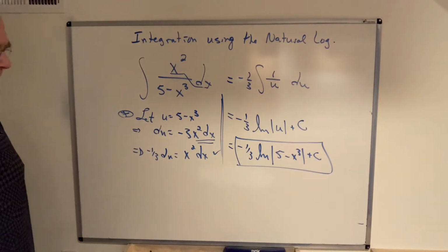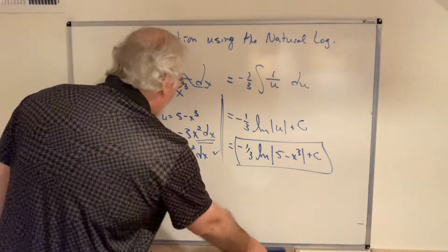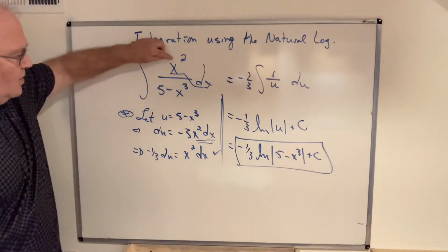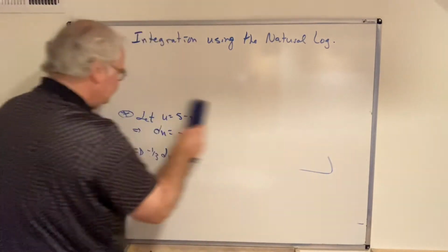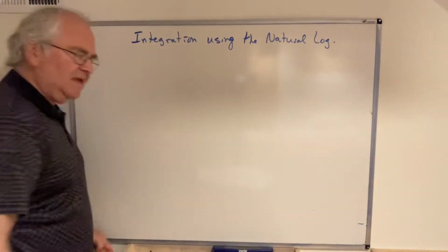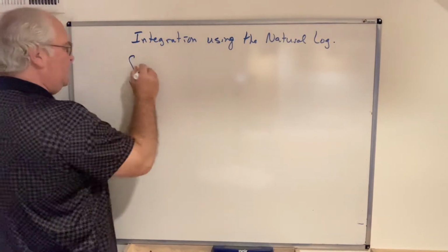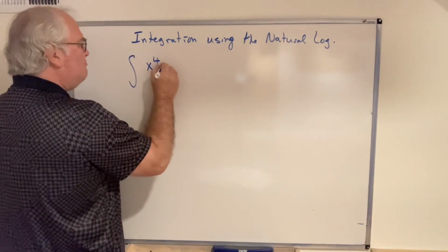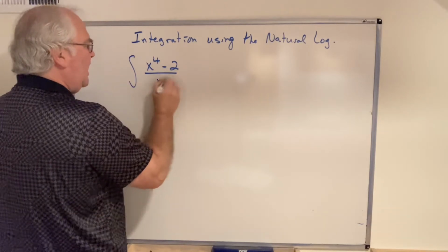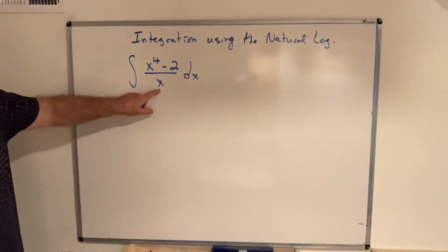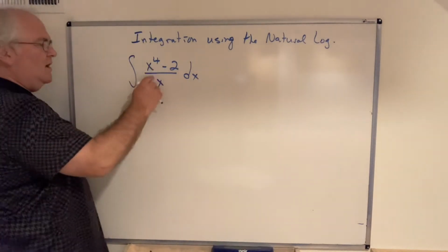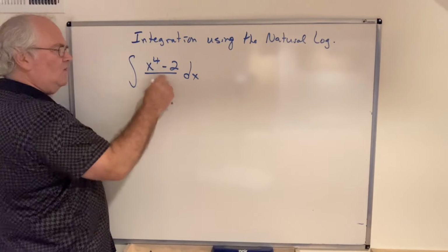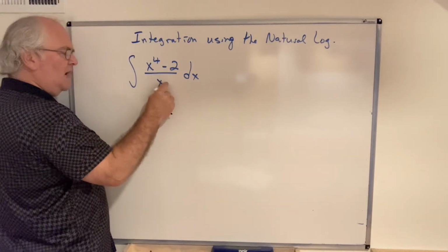So integration using the natural log is relatively straightforward. Now, there are a few variations on this theme. Notice here we had the degree of the denominator 1 greater than the degree of the numerator. Now, something like this might arise: the antiderivative of, let's say, x to the 4th minus 2 over x. If the denominator is a single term, then what? Notice this degree is not 1 greater. This is not 5 and 4. This denominator degree is less.